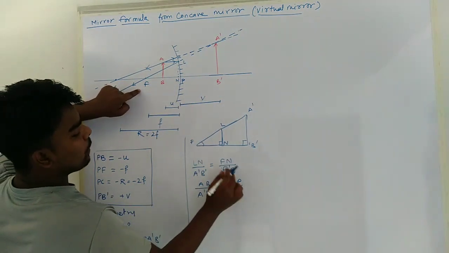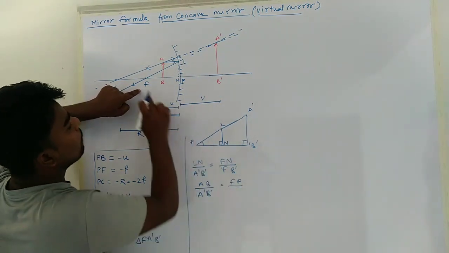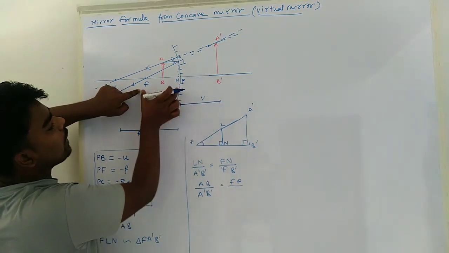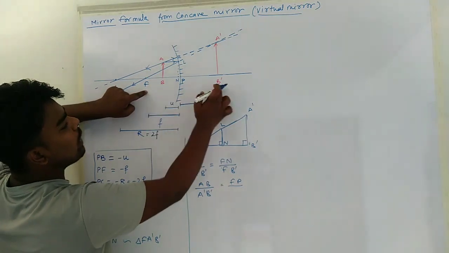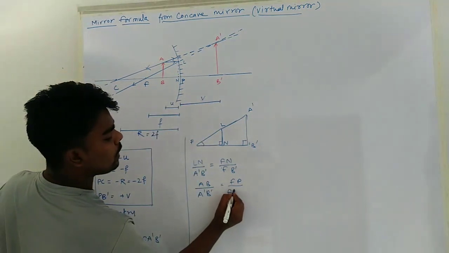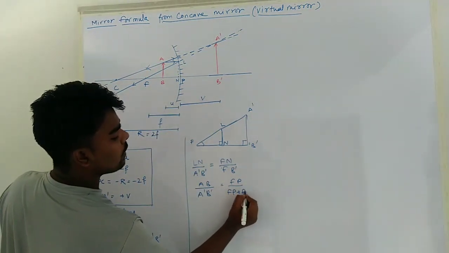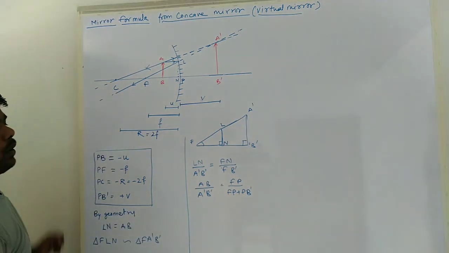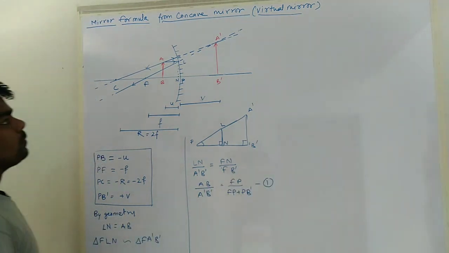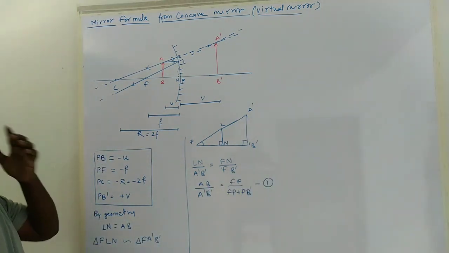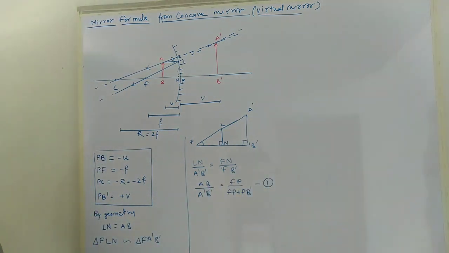FB' we will write as FP plus PB'. So AB upon A'B' is equal to FP upon FP plus PB'. Okay, this is our equation 1. Now leave it here. Now we will see another triangle.